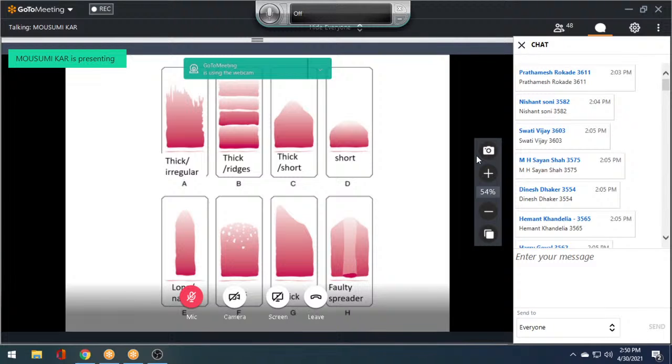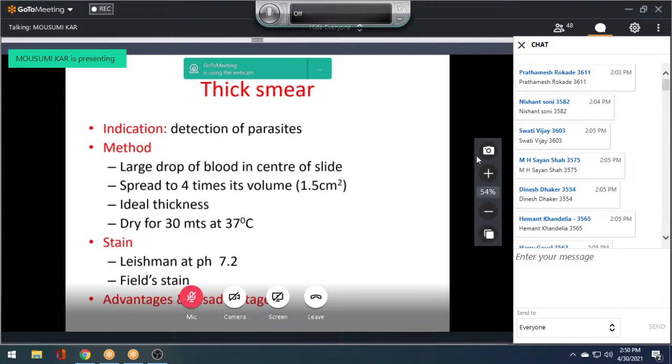Okay, this is again the same thing. Now coming to thick smear, how will you make a thick smear? So you take one large drop of blood and you spread it to around 4 times its volume. Its diameter will be around 1.5 centimeter. Okay, and the ideal thickness. What is the ideal thickness of a thick smear?